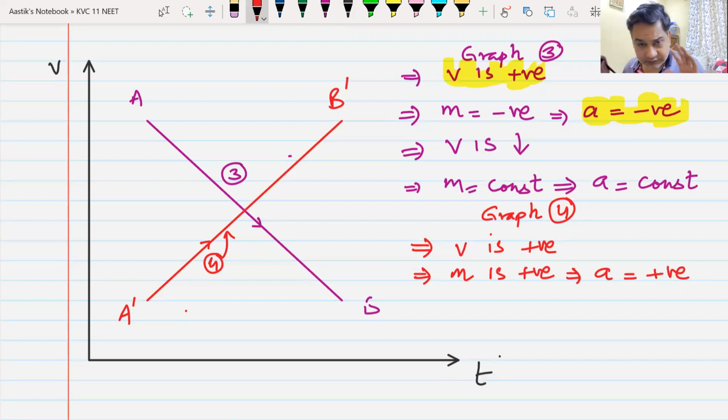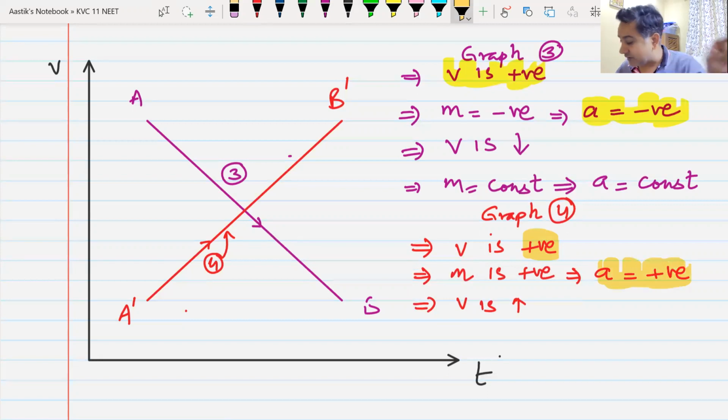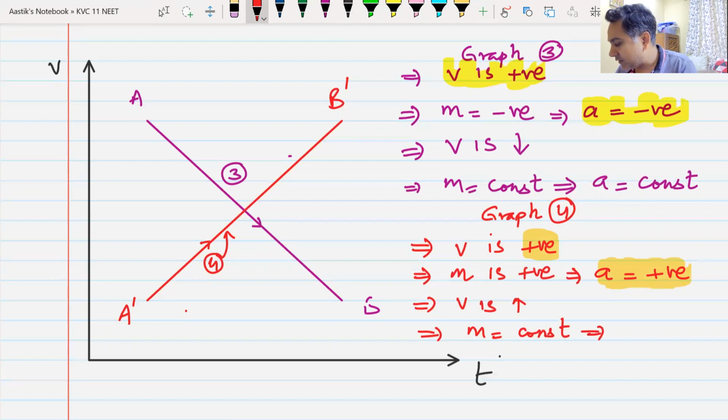Are we understanding this? Yes or no? Yes, sir. Okay. Slope is positive, acceleration is positive. As you can see, when time increases, velocity also increases. Why is the velocity increasing? Velocity is positive, in the positive direction. Acceleration is also in the same direction. That will make velocity increase. The slope of this graph is constant.